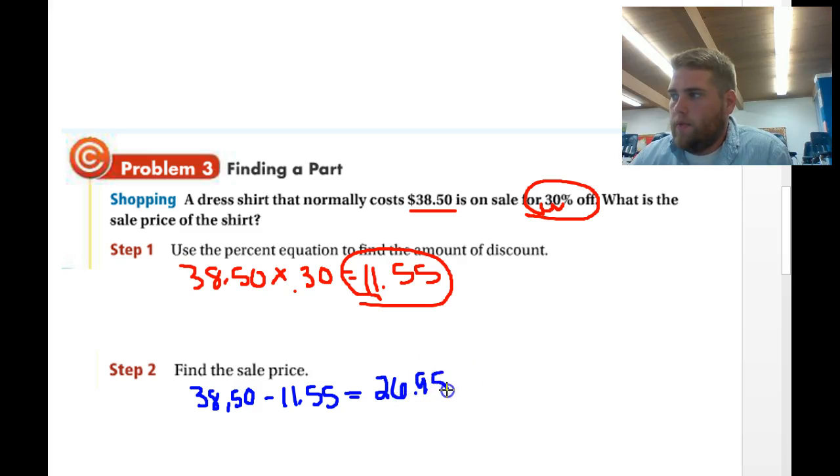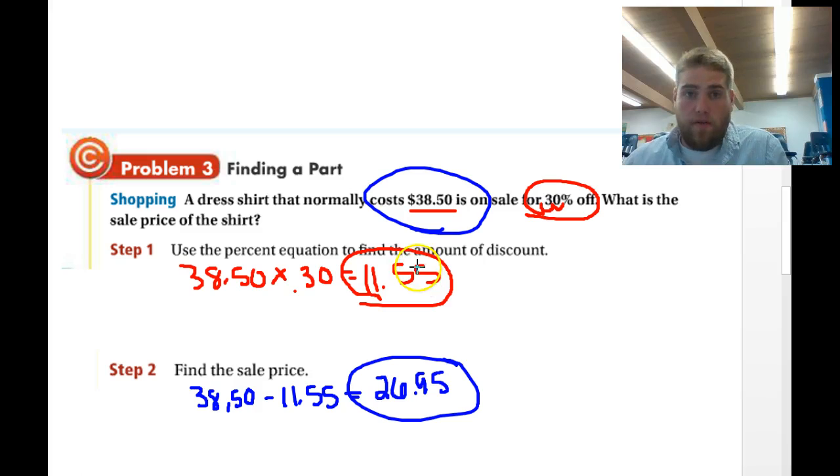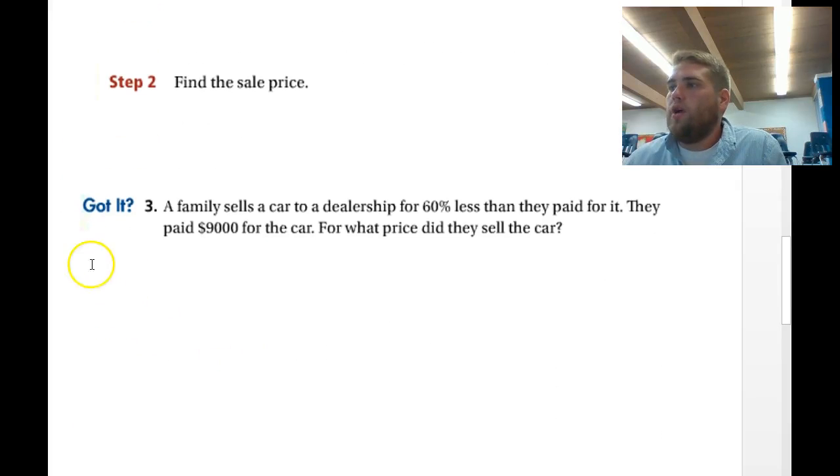26.95. Okay, and I know you guys like to shop, so this is how you can figure out what you're actually going to save. The shirt initially cost us this, we saved 30% or 11.55, and now we're going to actually pay 26.95.